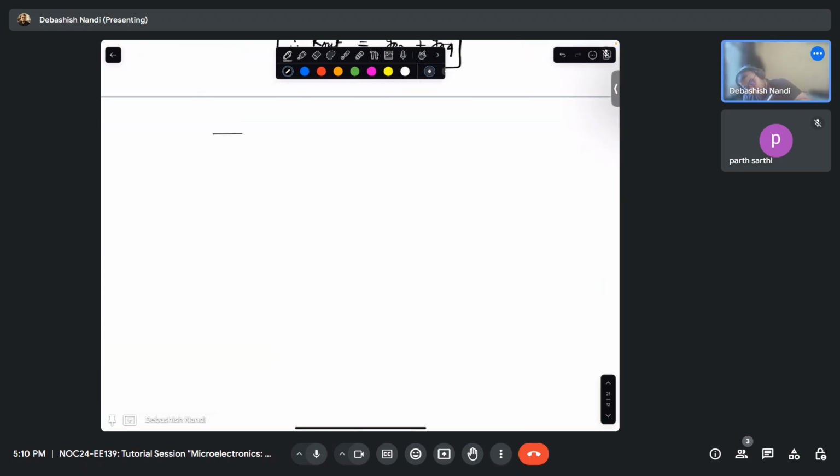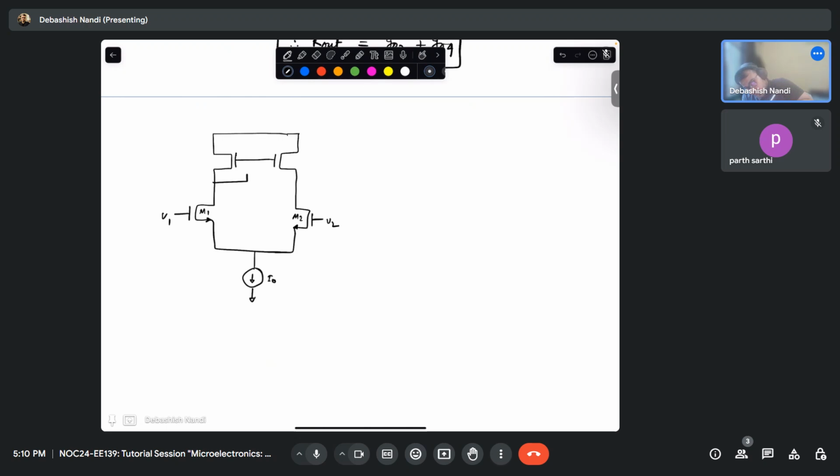That means if you draw the entire stuff now, this is I0, V2, V1, M1, M2, this is your VDD, M3, M4, and this is your V out. So your V out will be minus GM1 times your R out, which is 1 divided by G02 plus G04, times V1 minus V2.